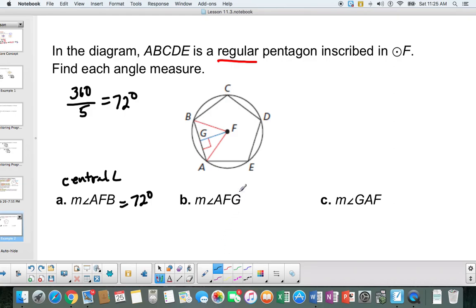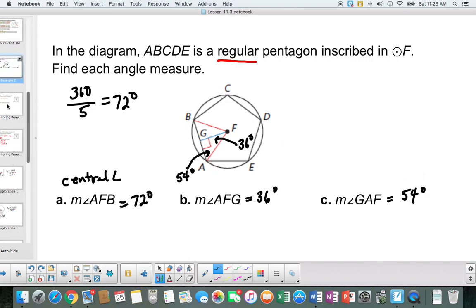All right, now they would like me to find angle AFG. That's this angle right here. Now, remember, this whole angle is 72, and since this is an isosceles triangle, this angle will be 36 degrees. So I'll write 36 degrees, which is half of this number. Now they'd like me to find GAF, which is this angle, and we have a right triangle, and this will have to be the complement, which will be 54 degrees. So that's how we figure out these different angles inside a regular polygon.